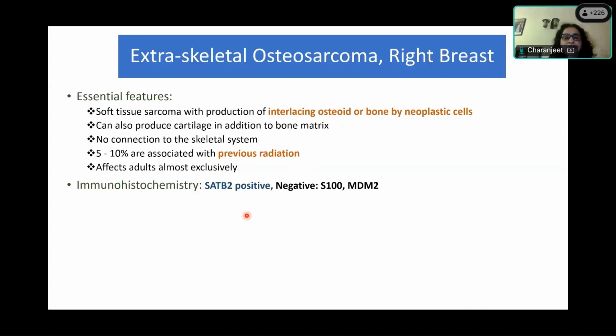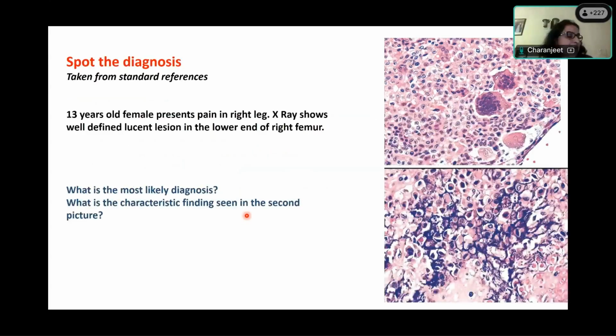Okay, now coming to the next case, a spotter. Quickly, we have to finish. We have 2 more cases. Okay, a 13-year-old female presents with pain in the right leg. X-ray shows a well-defined lucent lesion in the right lower femur. What is the diagnosis here, spotter?